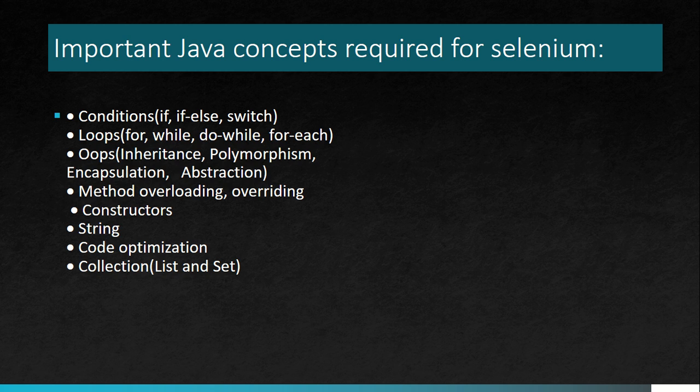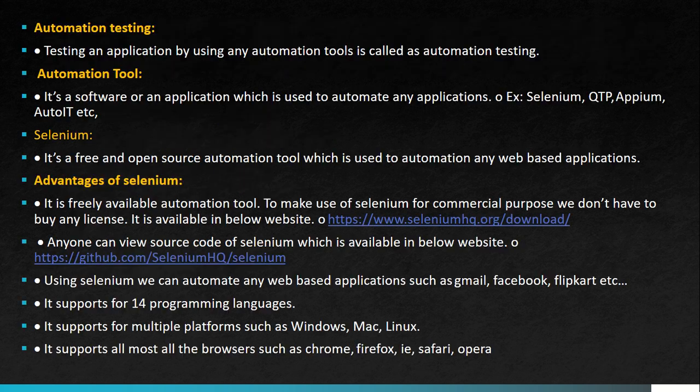So you should know the basic core Java concepts whenever we start Selenium with the Java language. Okay, so first, what is automation testing? Automation testing is testing an application by using an automation tool. You can use any application or tool to automate it without any human intervention. So it's called automation testing.